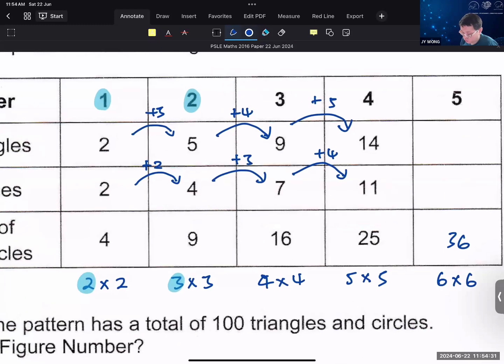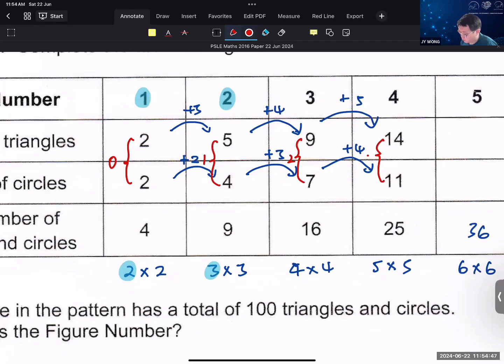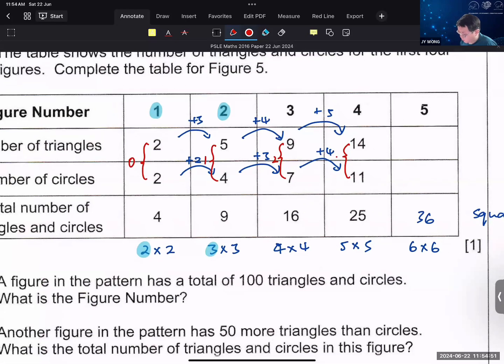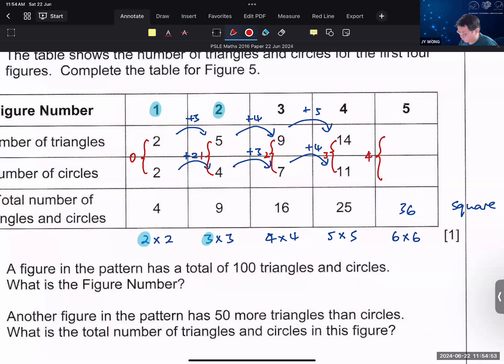The pattern that is useful in this case, what you really want, is the difference. You want to find the difference between the two numbers. In this case, you realize the number of triangles will always be more than the number of circles. You see that the difference is 4, and therefore this must be 20. This must be 16.